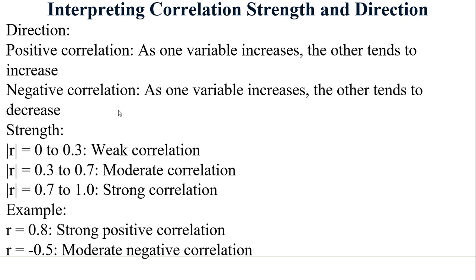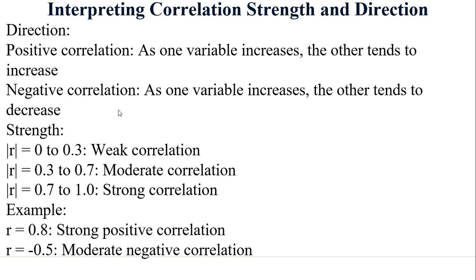As one variable is increasing, the other will tend to increase. Negative correlation: as one variable increases, the other tends to decrease. So when one is increasing, the other is decreasing. That's what we talk about as negative correlation. And we're talking about strength.